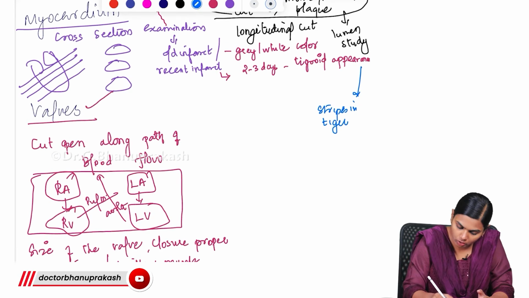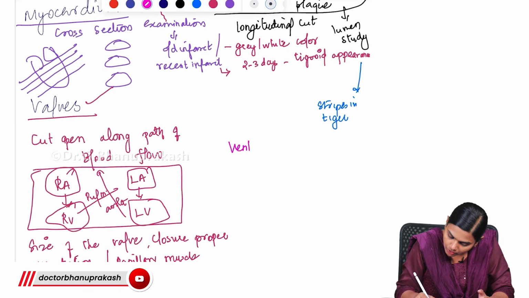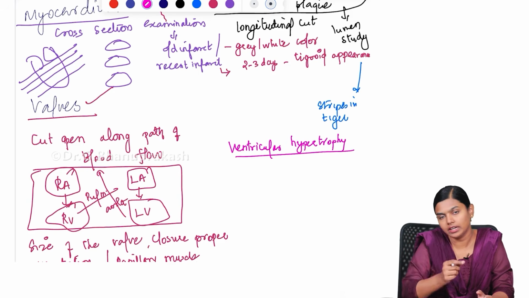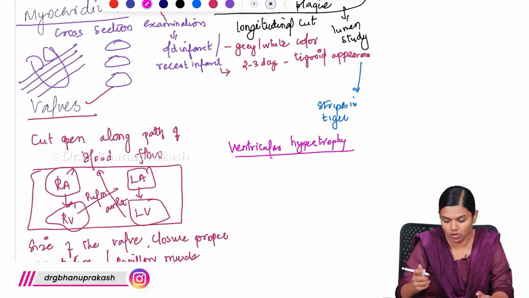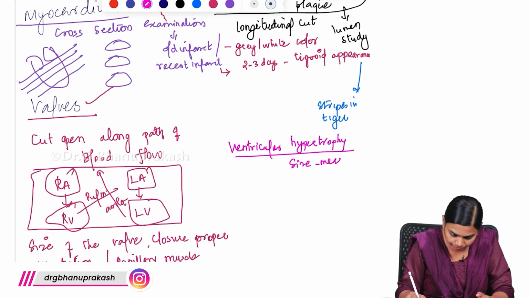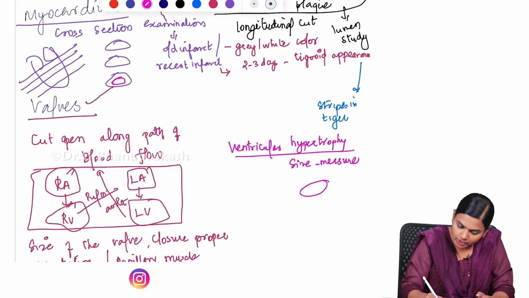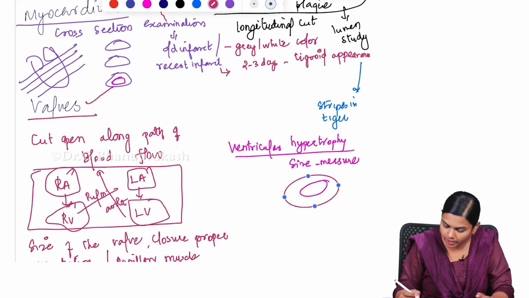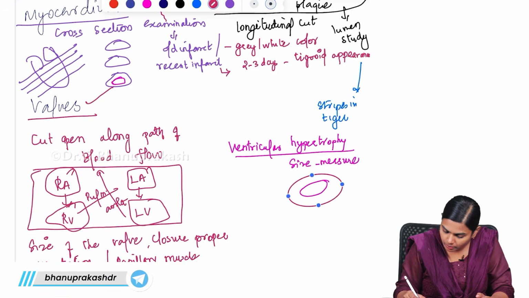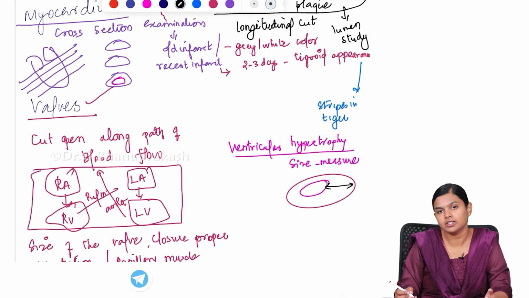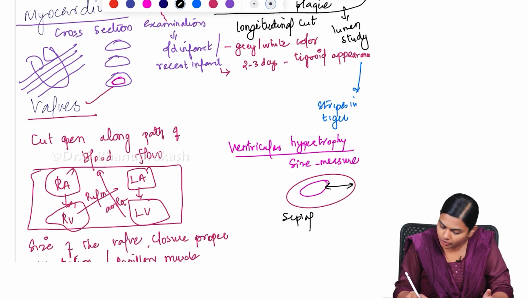And after that, what you have to look for is ventricular hypertrophy. What is the size of the interventricular septum, the size of the actual ventricular walls, all the sizes you have to measure. In the cross section, this will be the lumen, and around that you will have the myocardium, right. You will be measuring between the lumen and the myocardium, and you will have to find out whether there is any hypertrophy or not, whether septal hypertrophy is present or not.